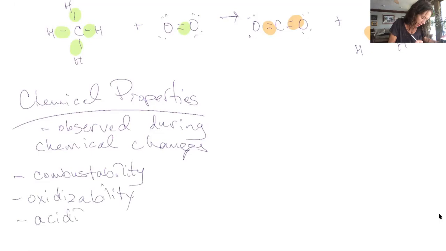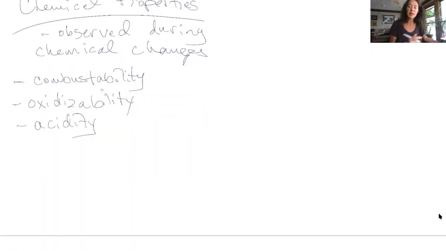Acidity, right? Something is acidity, that's a chemical property. Alkalinity, that would be a chemical property. Where acidity talks about how acidic it is, alkalinity is going to talk about how basic it is, okay? So those would be some chemical properties of matter, all right?